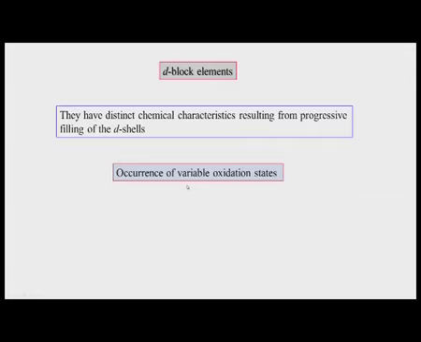So, that inherent tendency is there, and it is due to the losing of electrons from the S cell or the D cell. When a particular metal ion, say nickel, is in the plus 2 oxidation state, we all know that it has a corresponding electronic configuration of 3d8.